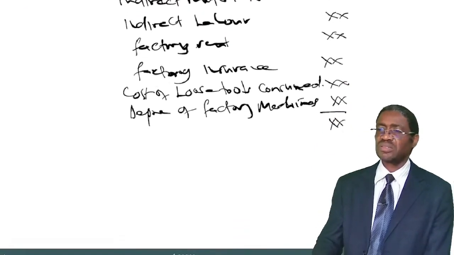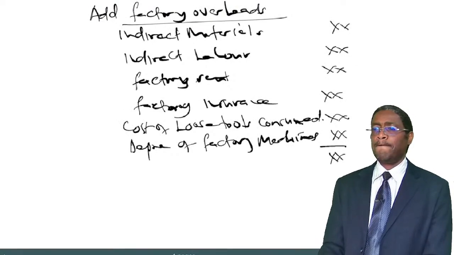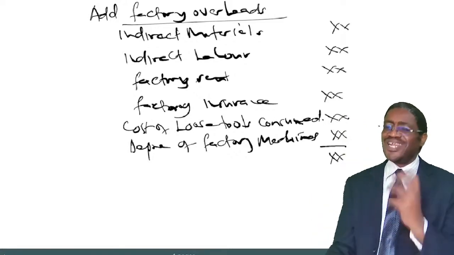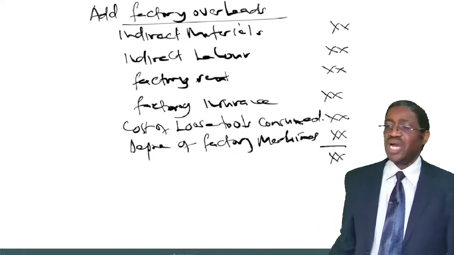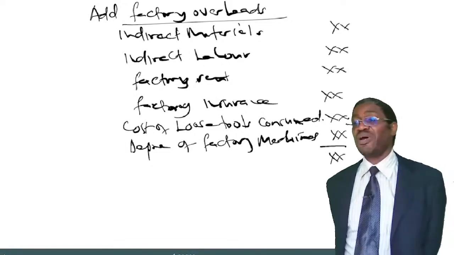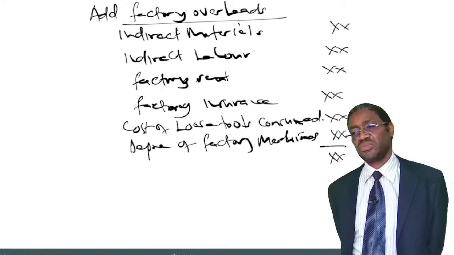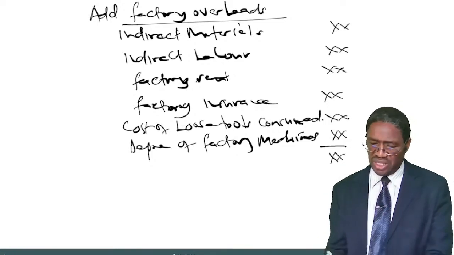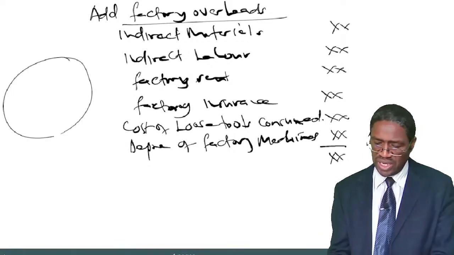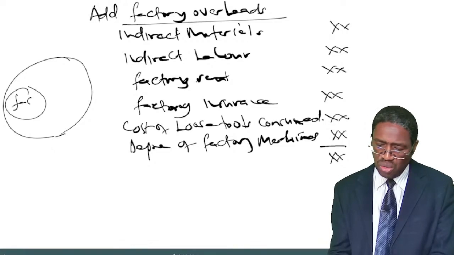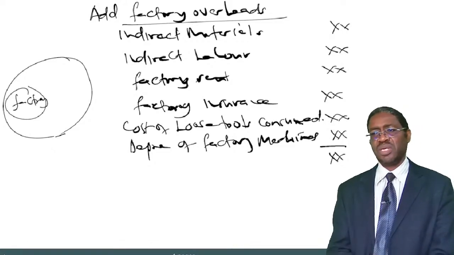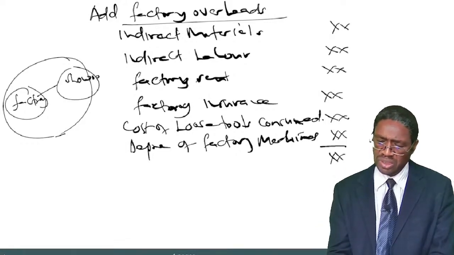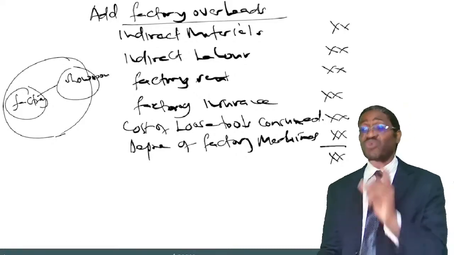Now listen. As a manufacturer, let us assume you are manufacturing tables. By the end of the year, once goods are manufactured, within your company you normally have your factory. Once goods are manufactured, they are normally transferred to the showroom for sale.